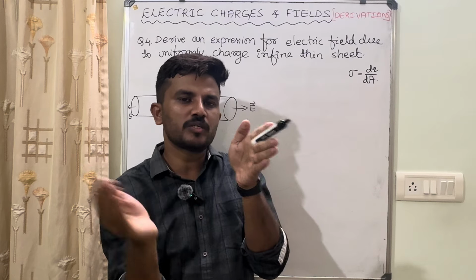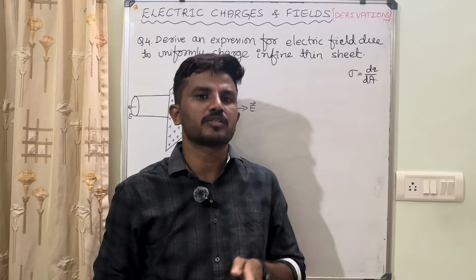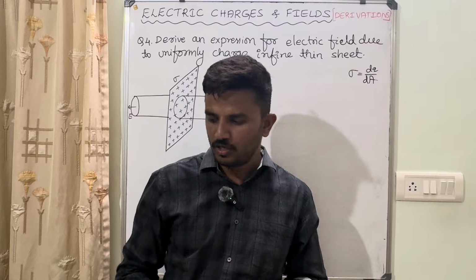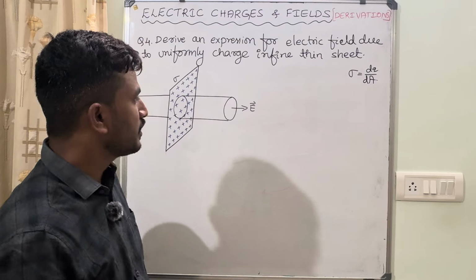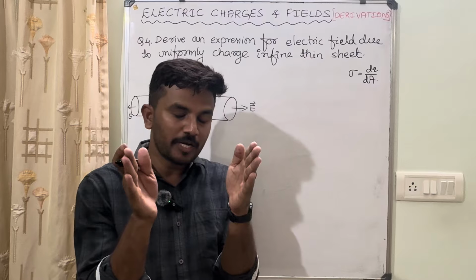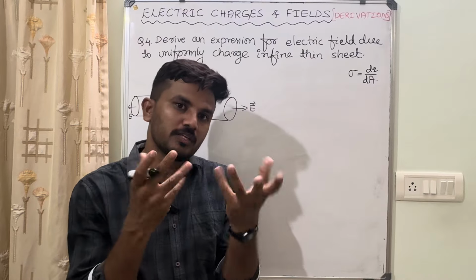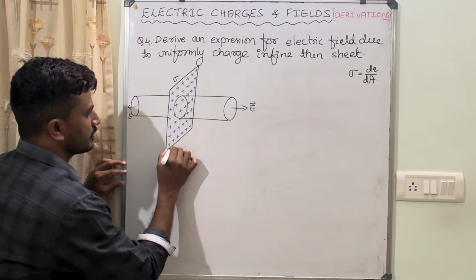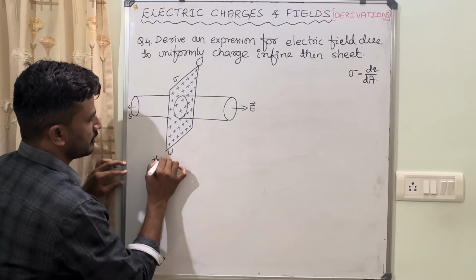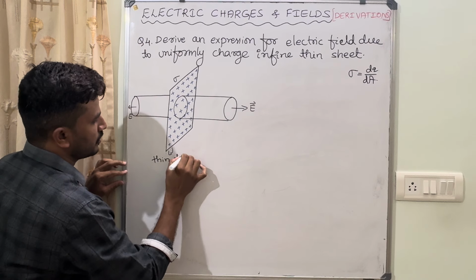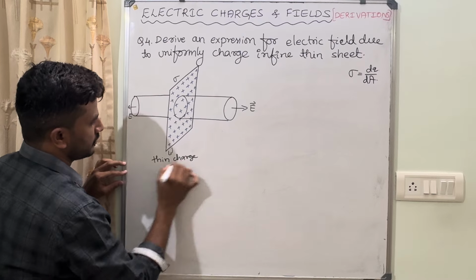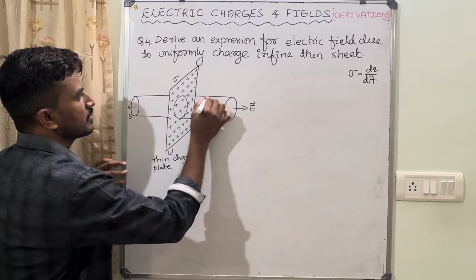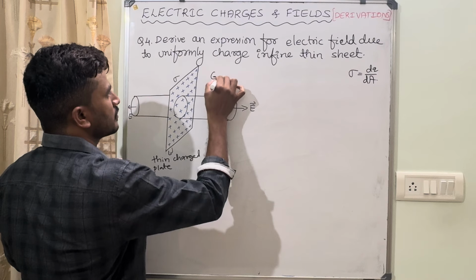There will be electric field outwards in this direction, there will be electric field outwards. Half of the flux coming in this direction, half of the flux is going in this direction due to the same charges. If you take the thick plate, metal plate, the formula will be different. This is very thin plate. Okay, this is thin charged plate. This is the Gaussian surface.